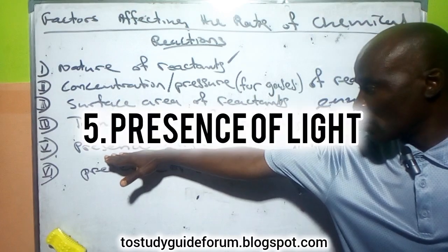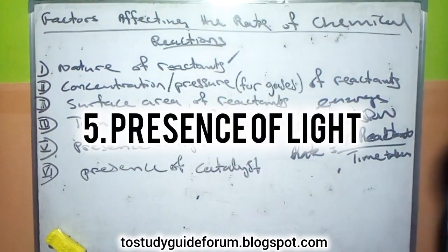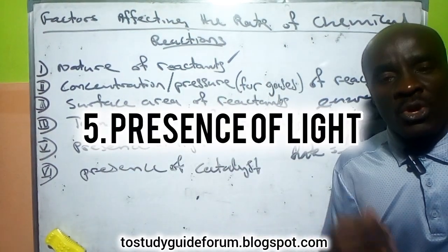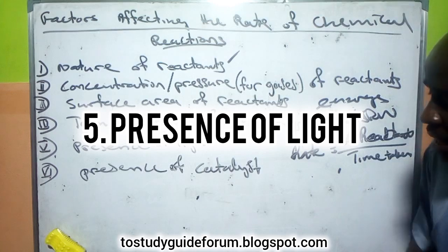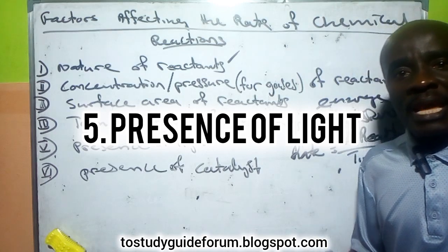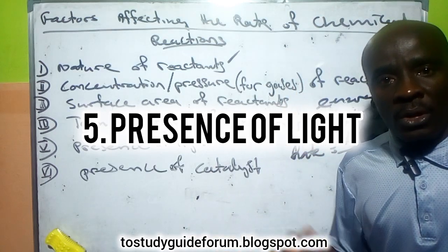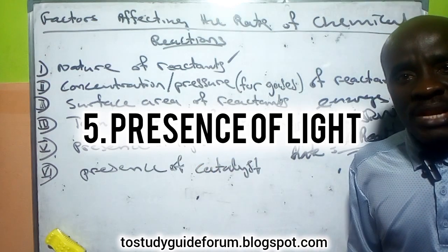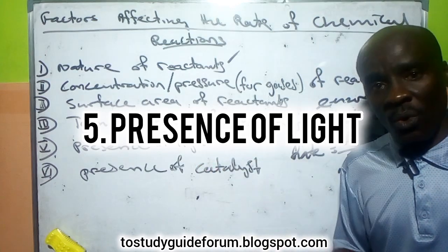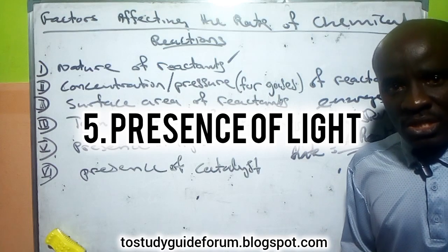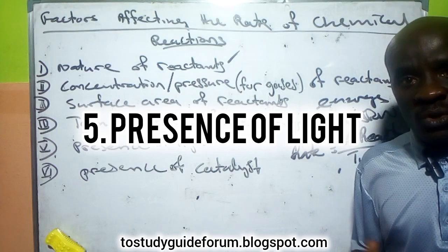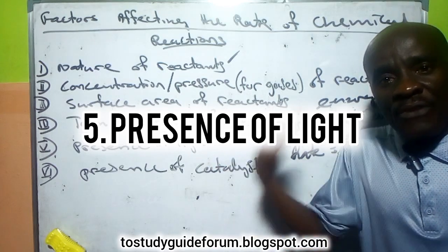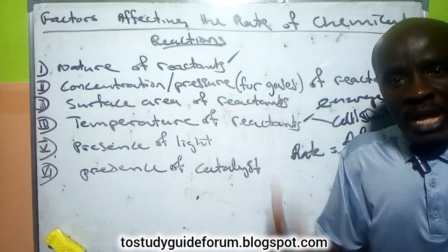Now we'll get to the light. What does light do? In the case of light, just like hydrogen and chlorine, the presence of sunlight makes the reaction effective. That means increasing the energy content. It increases the energy content of the reaction, therefore favoring the reaction.